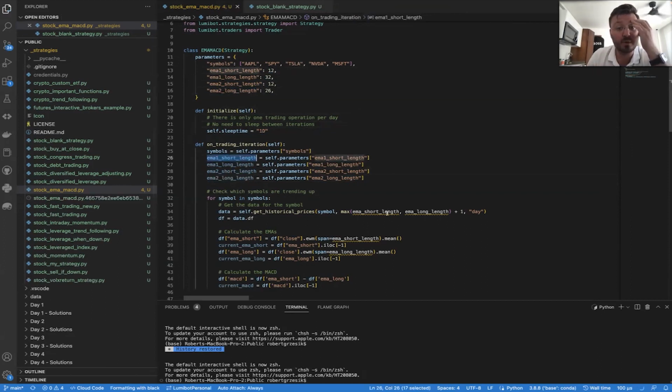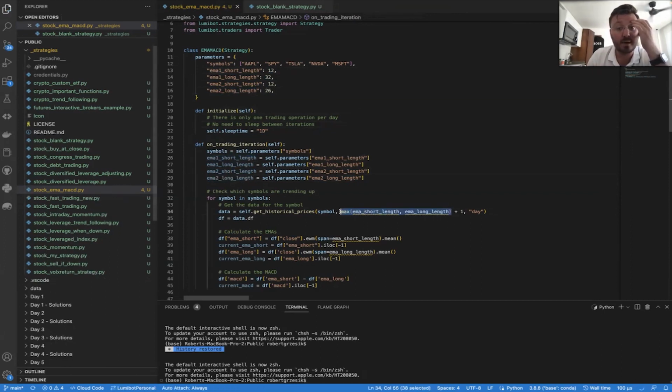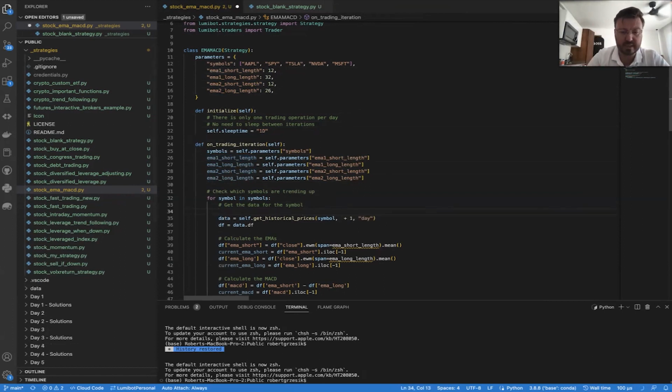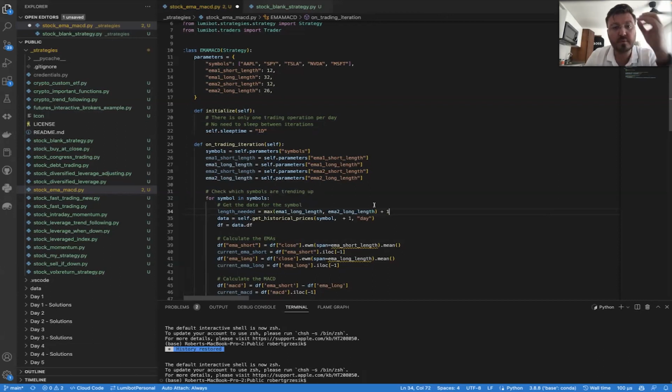Okay, so now we're gonna say we'll call this length needed. Yeah, one of the longs will be the best. Okay, that makes sense. Length needed, right?